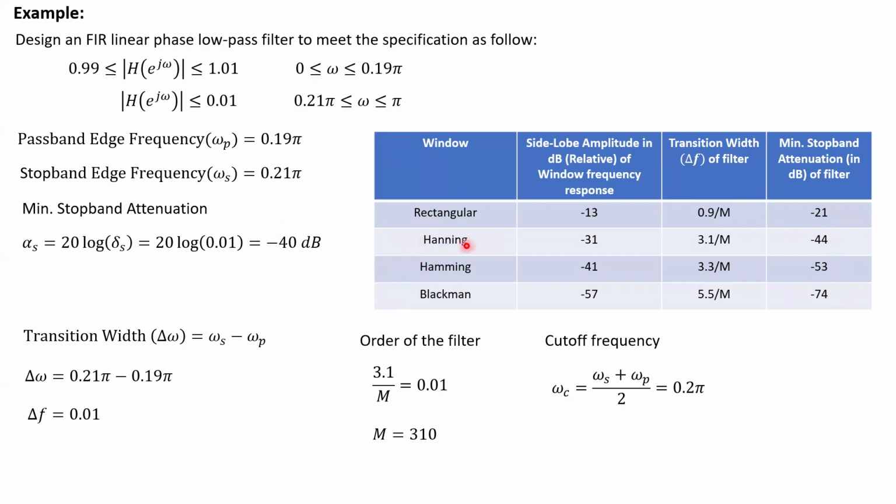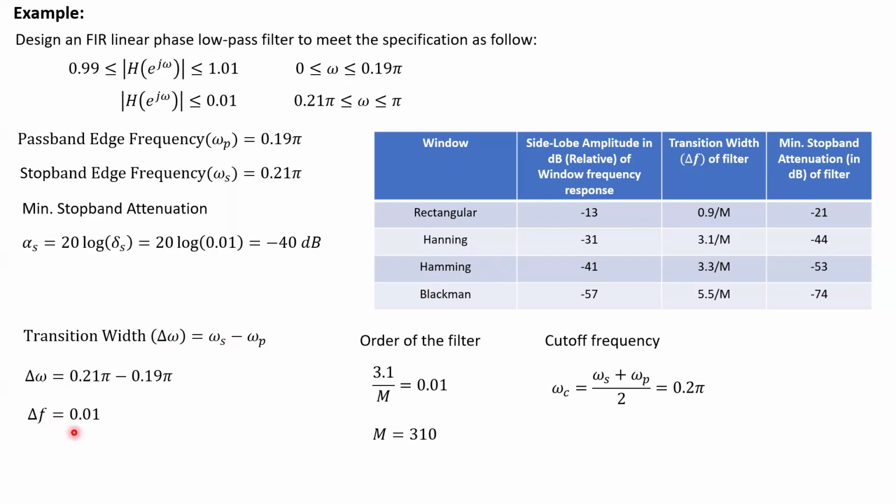So suppose we are choosing the Hanning window. Okay, here you can again see that the transition width offered by the different filters is also different. Okay, so it is mentioned over here. You can see it is inversely related to the order of your filter, right? So here M denotes the order of the filter. So if you choose this Hanning window, then first we can calculate the transition width. So transition width is omega s minus omega p.